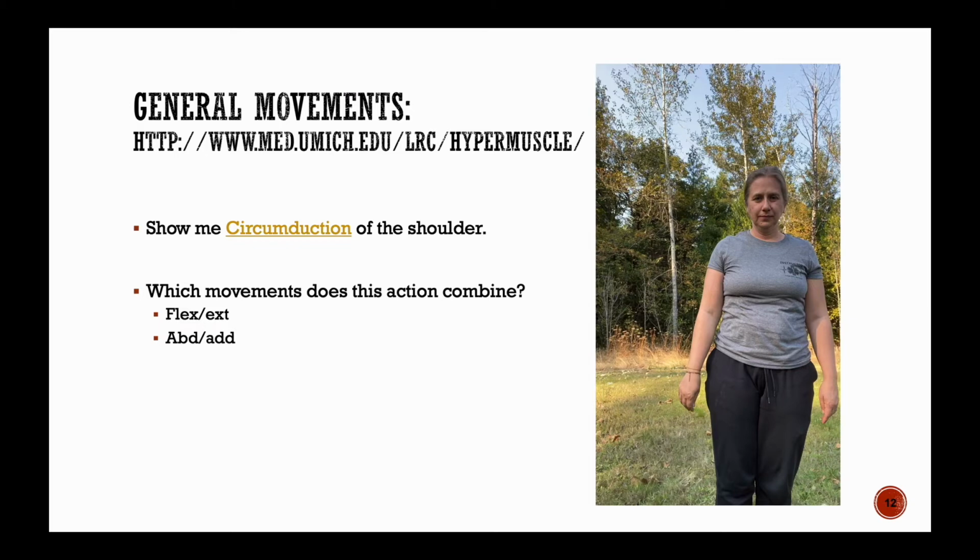In order to have true circumduction, it has to be a ball and socket joint. So even though other body parts look like they might circumduct, in order to actually have circumduction, you have to have that little added rotation in, and you actually need to have a ball and socket joint to be able to do that.